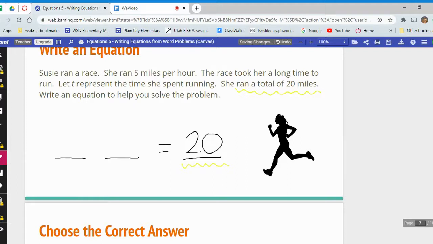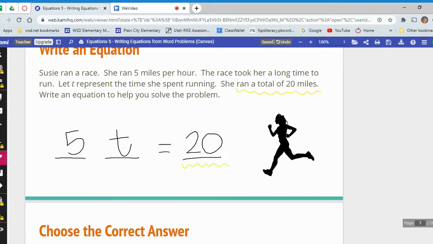Now, it says she ran 5 miles per hour. So what does that mean? Oh, every hour she runs 5 miles. So with 5 miles per hour, what are we missing? It says T. We don't know the time it took her to get to that 20 miles. But I do know that it took 5 miles per hour, so 5 miles for every hour. And T is going to represent those hours, those times.